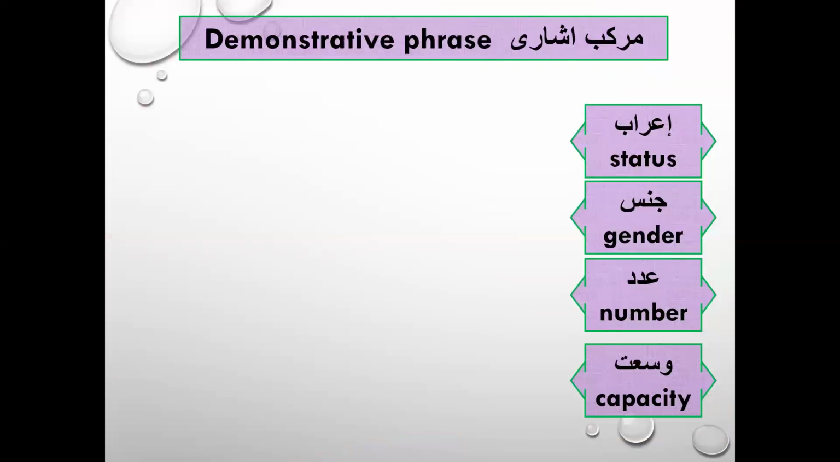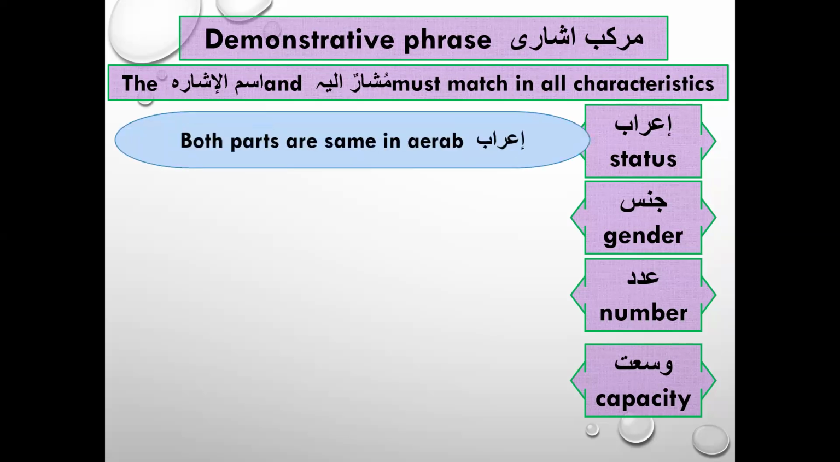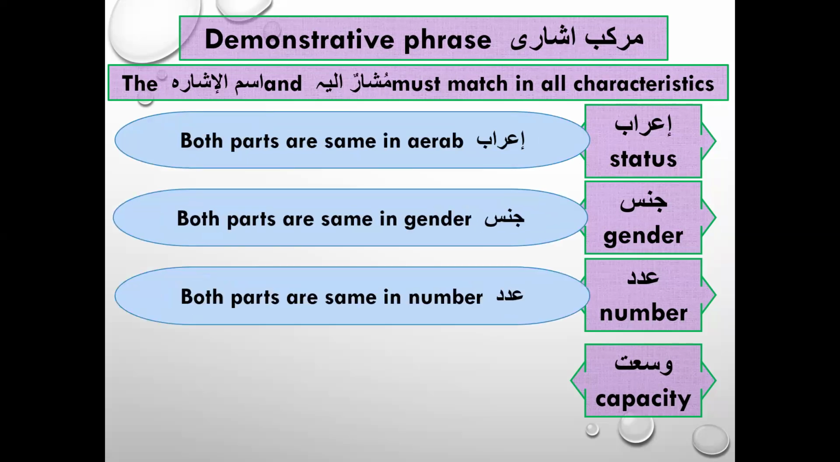Okay, now it is time to look at what characteristics both parts have, ism ishara and musharun ilayh. The ism ishara and musharun ilayh must match in all characteristics. Same as murakkab tawsifi, which matches in both parts, mawsuf and sifa. They both have the same qualities. The same in murakkab ishari: both parts must match in all these qualities. Both parts are the same in i'rab, both parts are the same in gender, and both parts are the same in number.